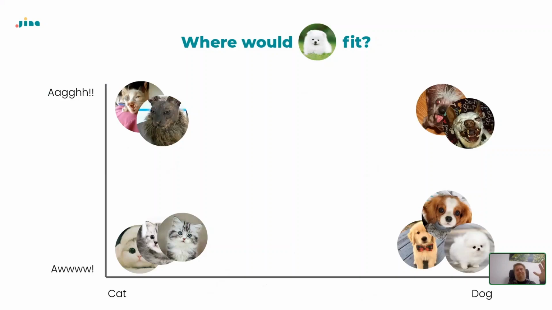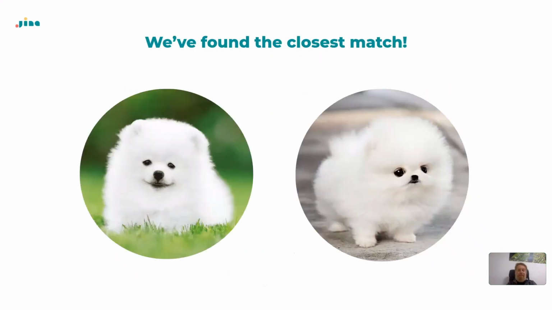I mean, we look at this. We know. We're humans. We get this. It's kind of simple. The snowball would fit right around here. Right around the other cute, fuzzy little snowball. So yeah, we found the closest match. Or another way to say it would be the nearest neighbor. And that's a really common phrase in deep learning.